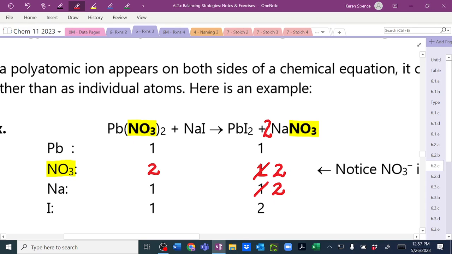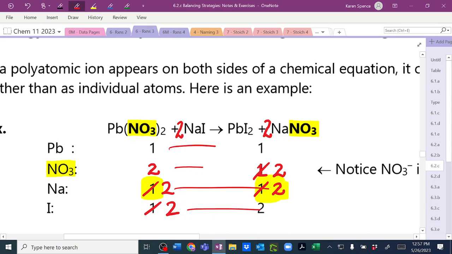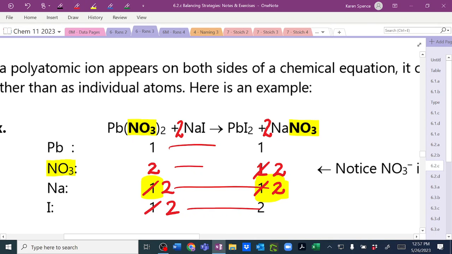So now we need to fix sodium because I have 2 on the right and only 1 on the left. So let's put a 2 in front of NaI. That changes Na to a 2 and it changes I to a 2. And we look, 1, 1, 2, 2, 2, 2, like a ballerina.